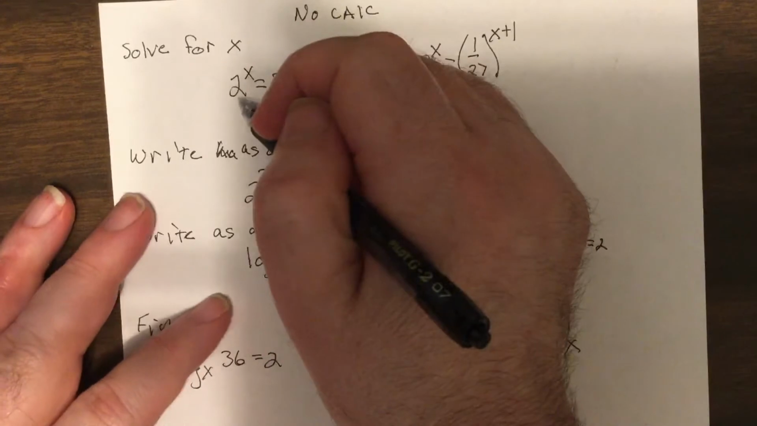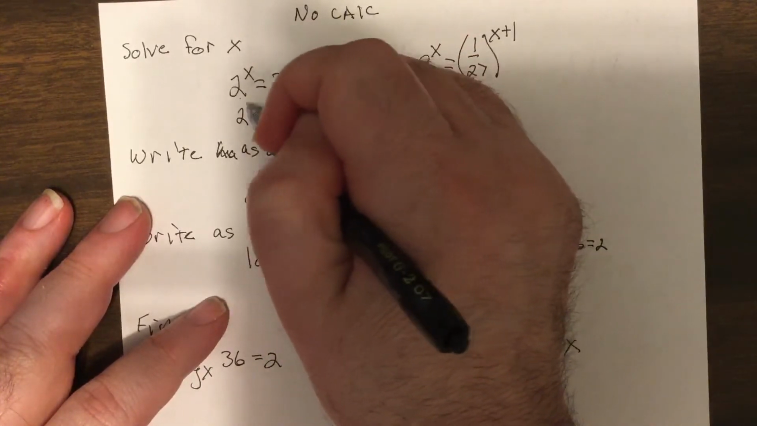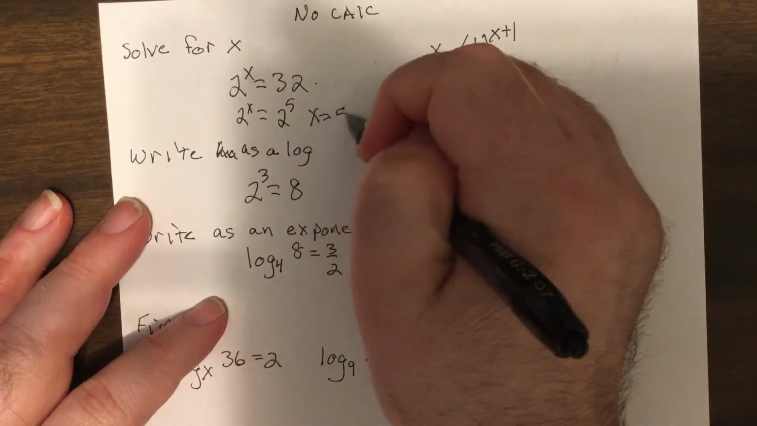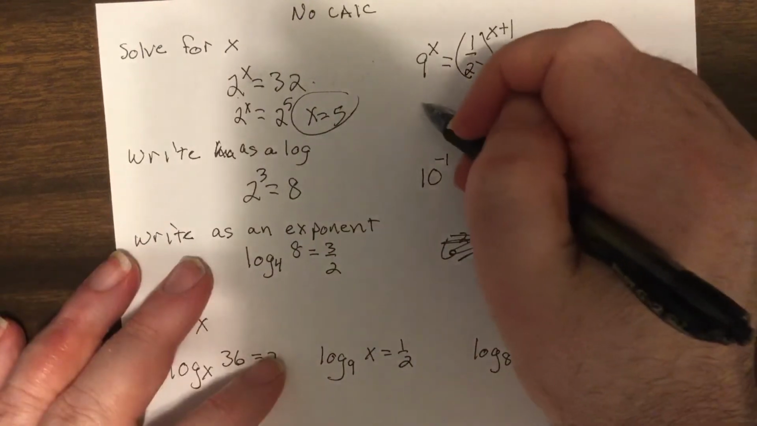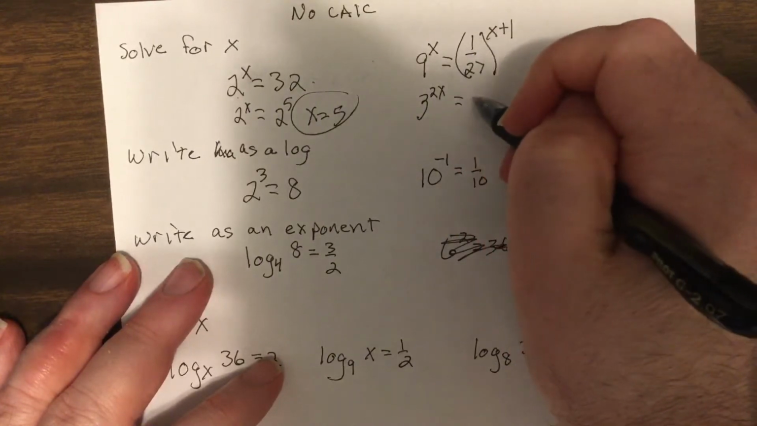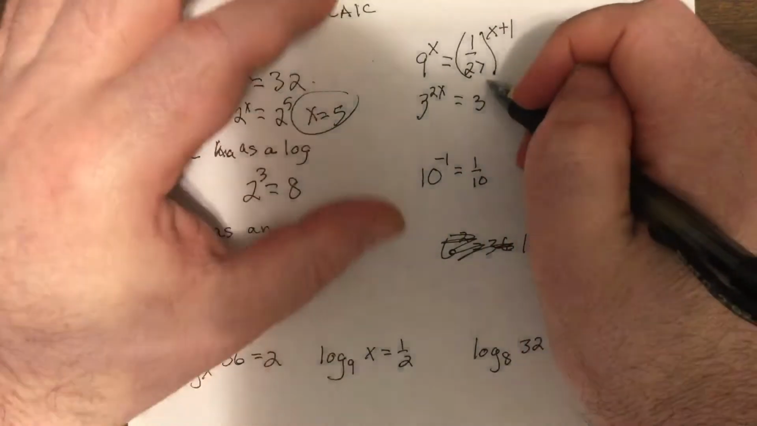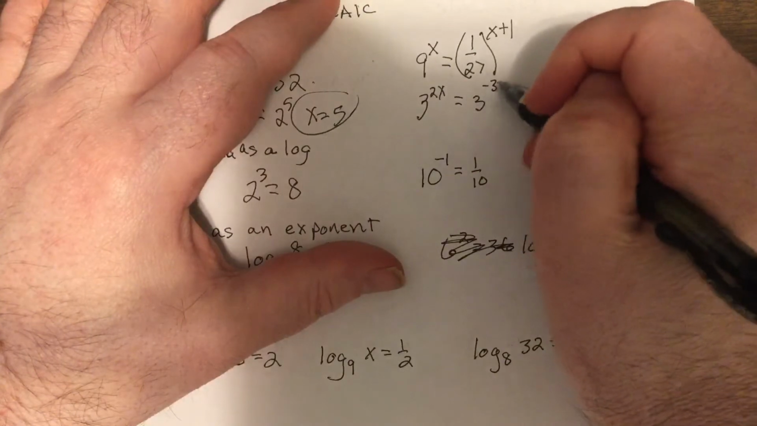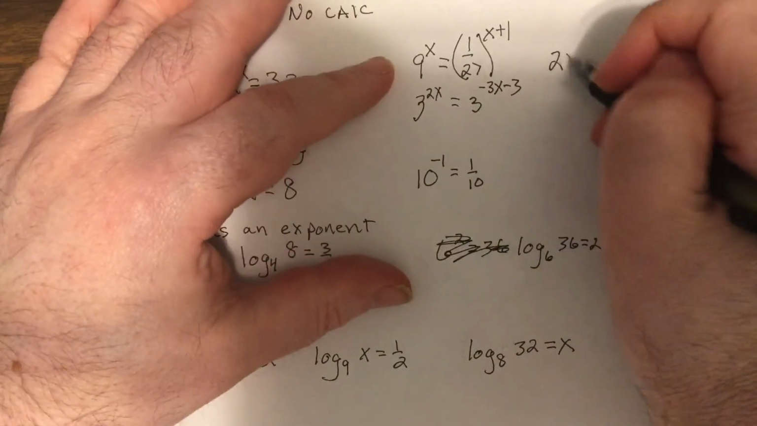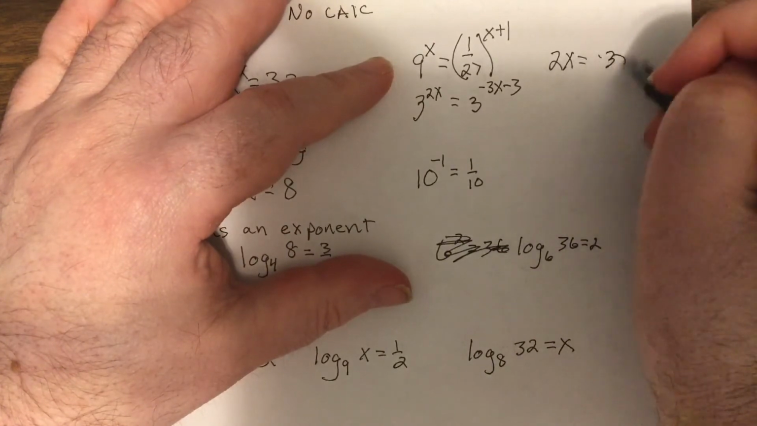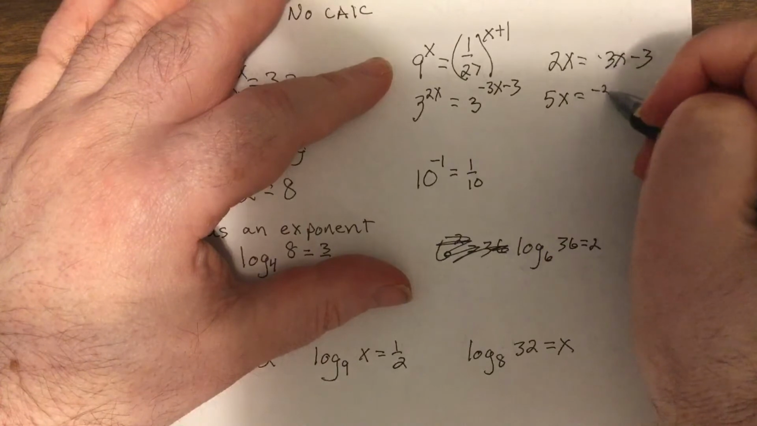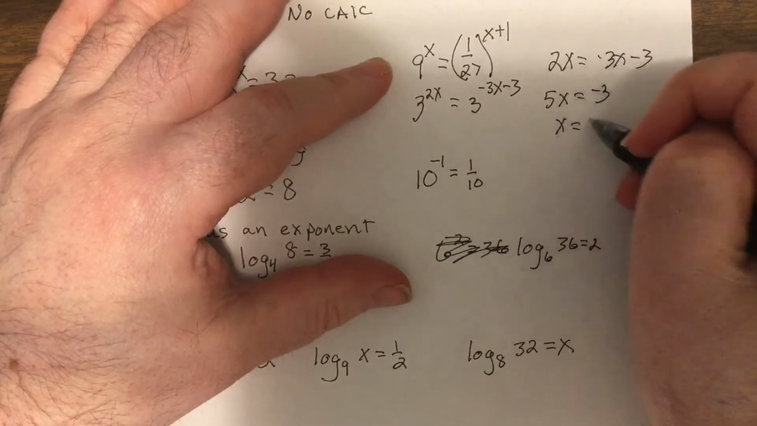Okay, so since I can get the same base, this would be 2 to the x equals 2 to the fifth, so x equals 5. This one, I go 3 to the 2x equals 3 to the negative 3x minus 3. So I'd have 2x equals negative 3x minus 3. Add 3x. Divide by 5.